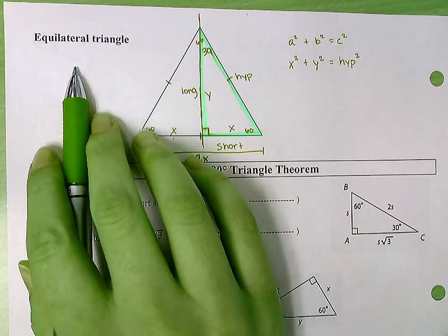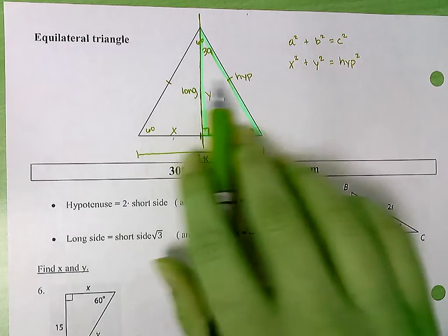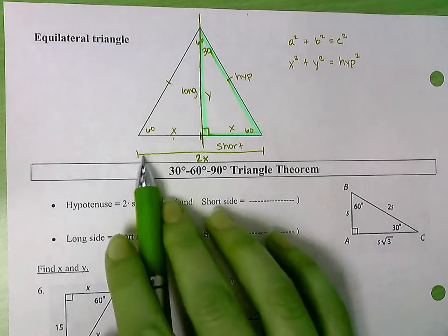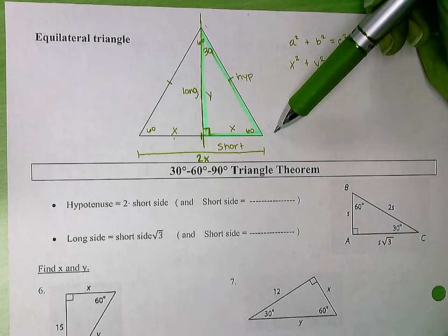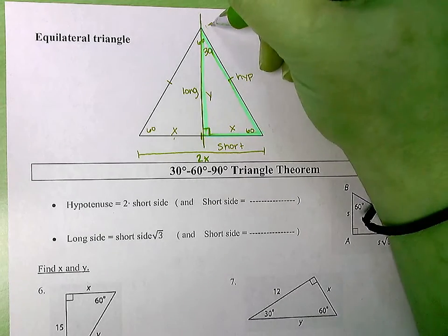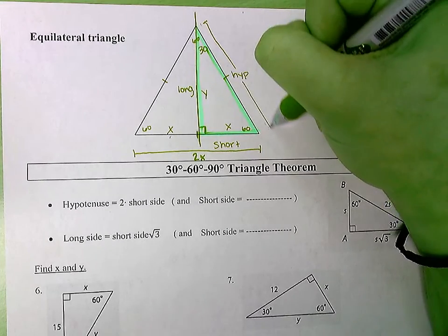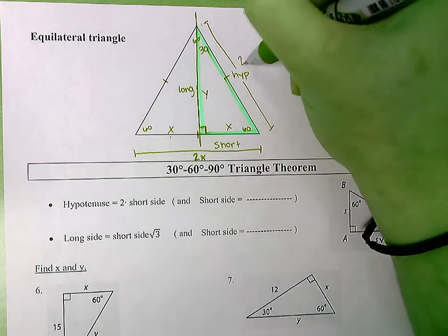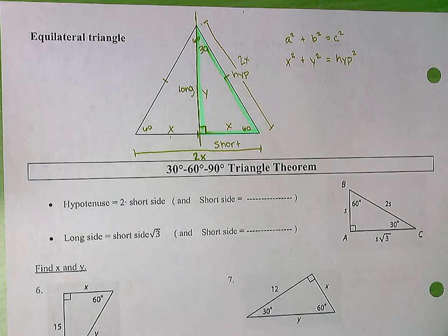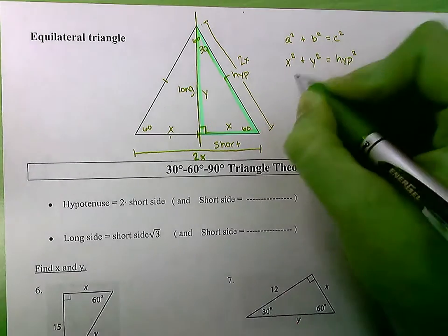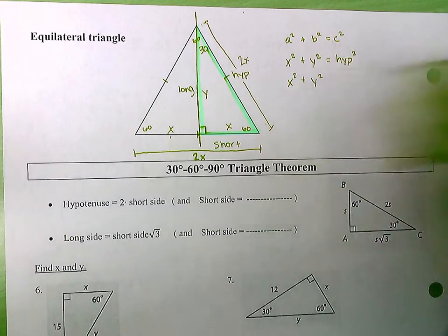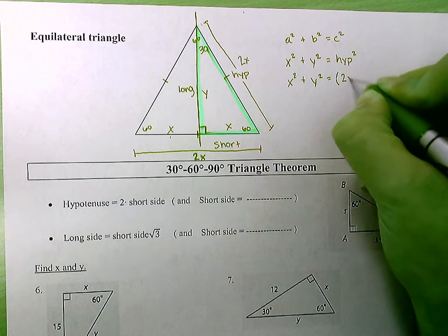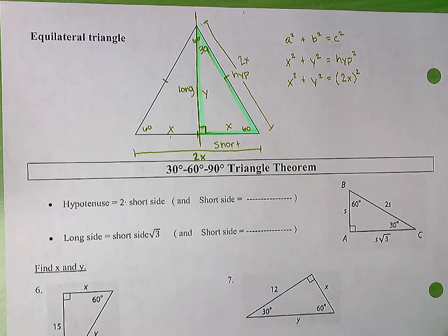Now when I labeled my equilateral triangle, all three of those sides were congruent, right? So if this side is 2x, what's this side? 2x. Okay, so your hypotenuse here is also 2x. So instead of the hypotenuse, I can plug in 2x. So now I have x squared plus y squared is equal to (2x) squared.